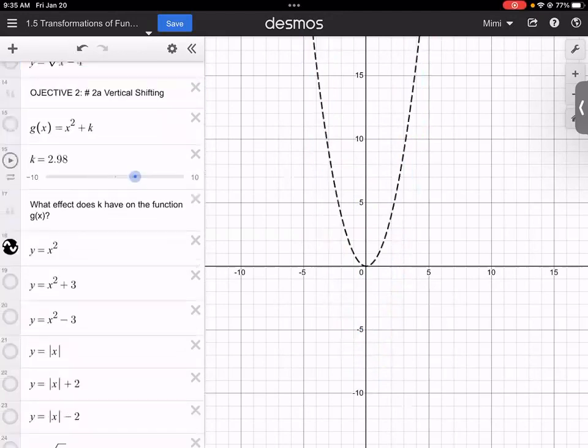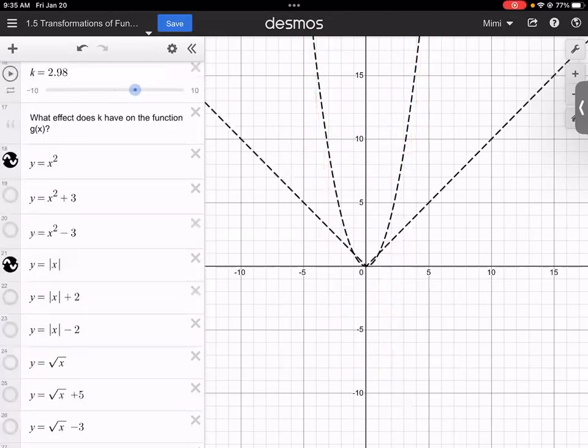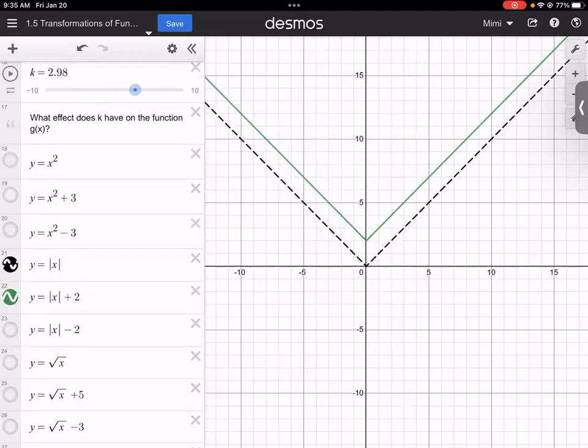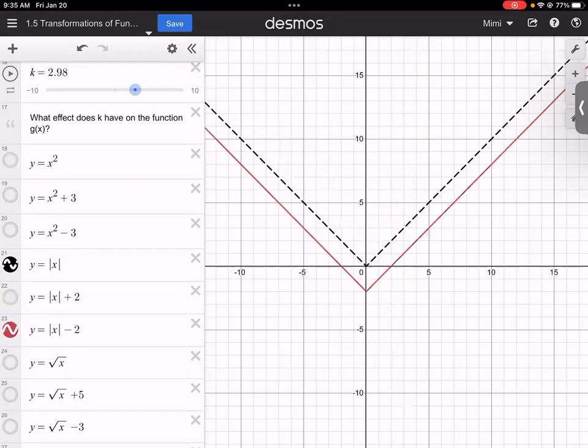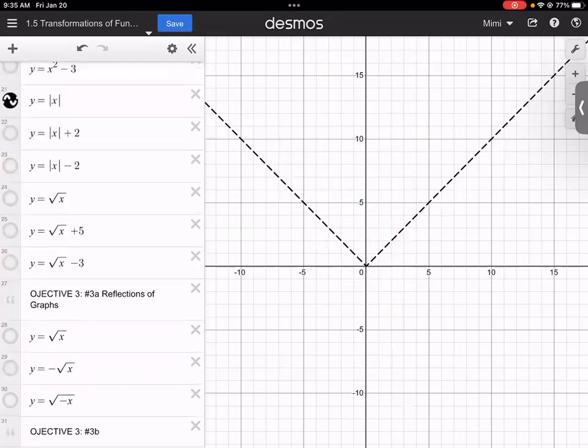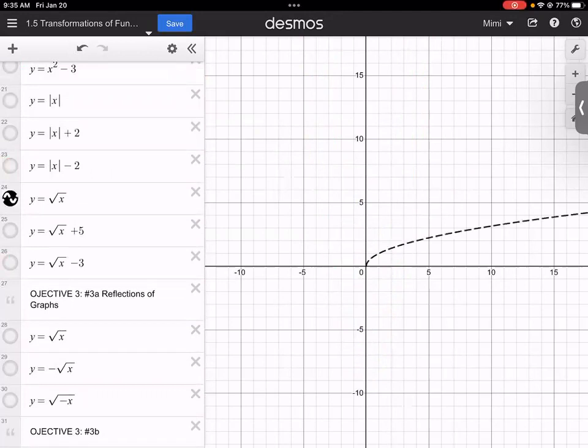So here, y equals x squared. If I add 3, I move up 3 units. If I subtract 3, I move down 3 units compared to the parent graph. Same thing with the absolute values: add 2, subtract 2. Same with the radical: add 5, move up 5; subtract 3, move down 3. So pretty straightforward. It hasn't gotten hairy yet. It will when you combine all that shifting together.